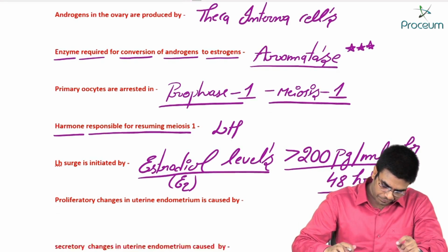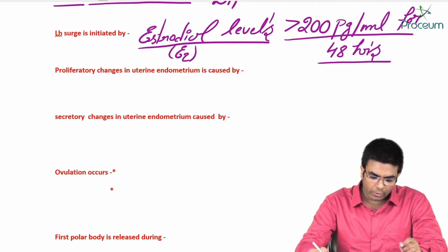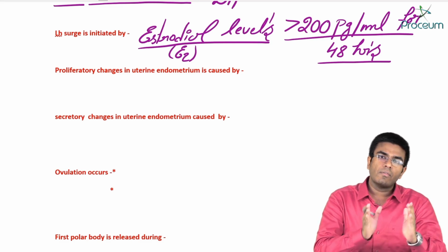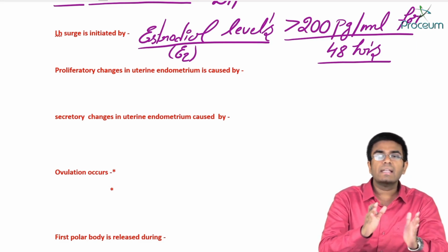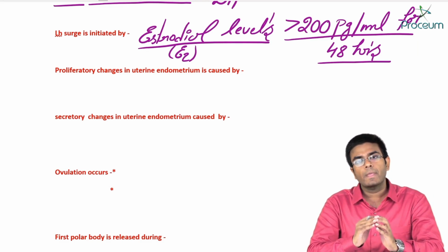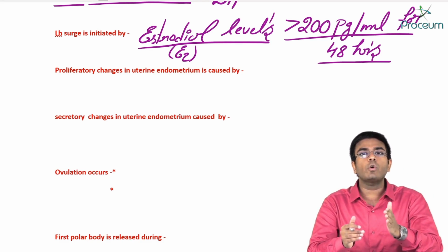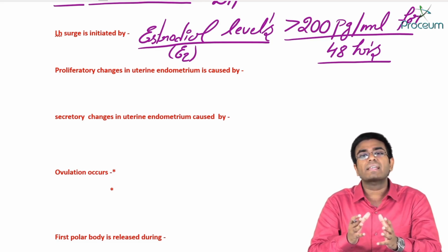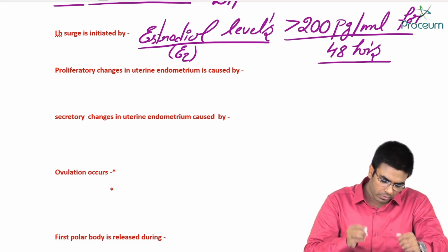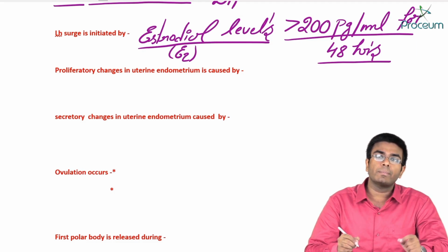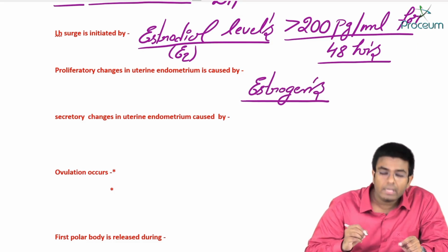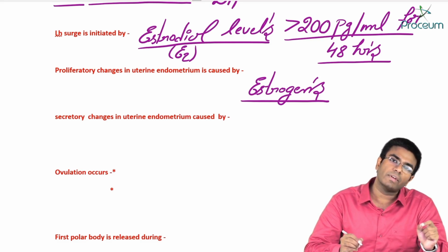Okay, now, proliferatory changes in the uterine endometrium are caused by, guys, in the uterine cycle we have two phases. The first phase is the proliferatory phase and the second phase is the secretory phase. During the proliferatory phase, the uterine endometrium proliferates. During the secretory phase, the uterine endometrium will become more vascular and more secretory. Proliferatory changes in the uterine endometrium are caused by estrogens. Estrogens from the growing follicle come to the uterus and cause the proliferatory changes.